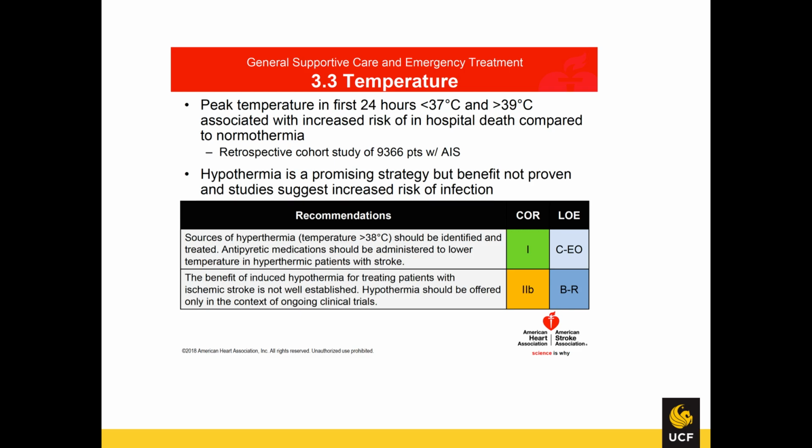Temperature. Peak temperature in the first 24 hours. We want to keep them greater than 37 degrees Celsius and less than 39 Celsius. If we see these temperatures, we need to address them. So we need to maintain a good temperature for them. We have poorer outcomes if we're less than 37 or greater than 39. And we saw that in a retrospective cohort study looking at 9,366 patients who were experiencing stroke. These patients who fell out of these parameters had a higher risk of death.